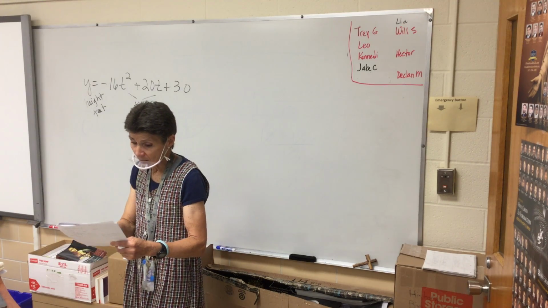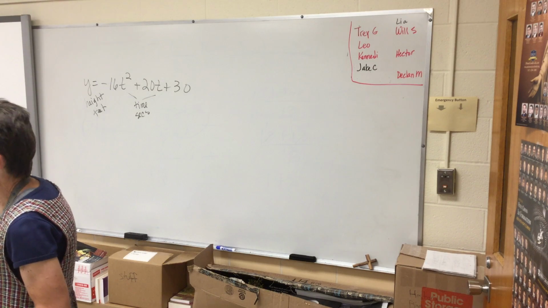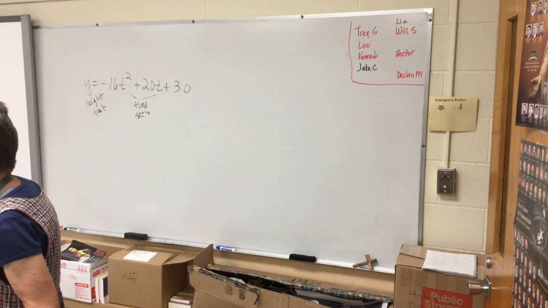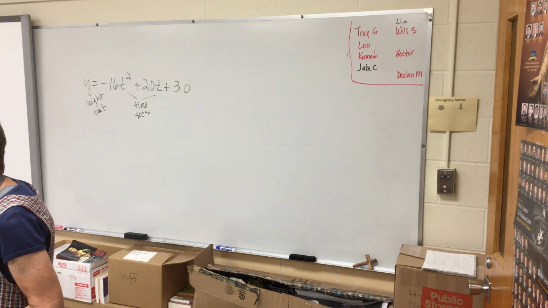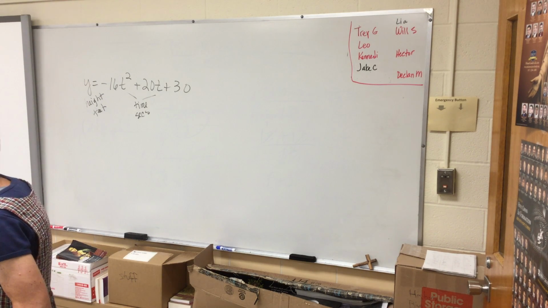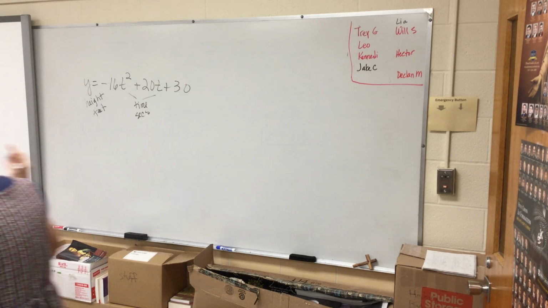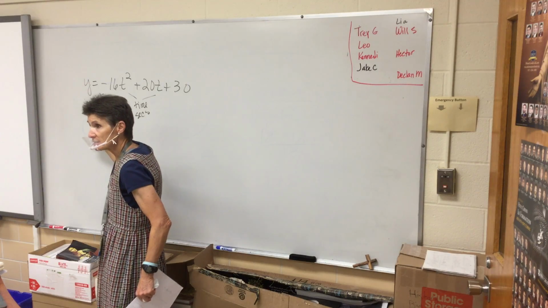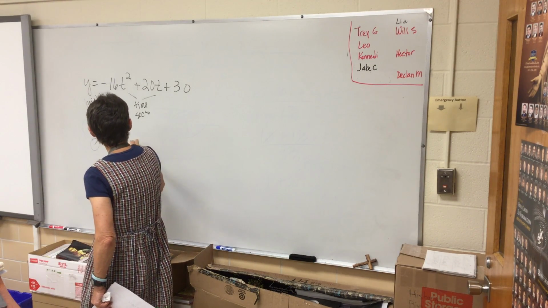So when you read question B and it says, when does the ball hit the ground? That's a tricky one because there are no numbers in there. There's not even a number in that question. So you have to understand that if the ball is on the ground, its height is 0. So you're going to put a 0 here and solve this equation.